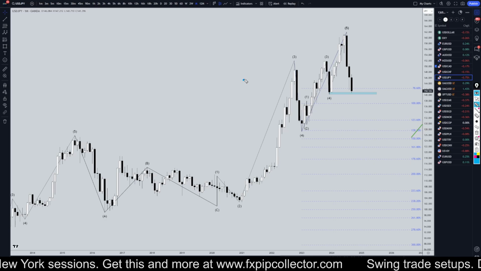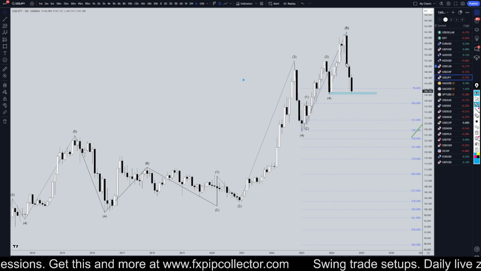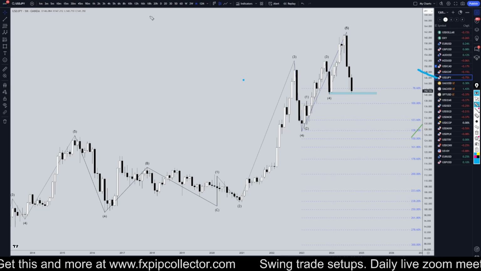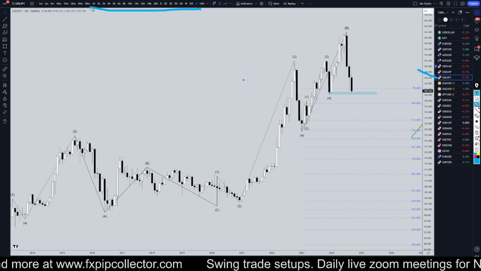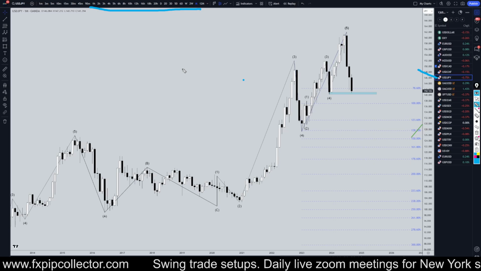Today is Wednesday, September 11th, and I'm going to be analyzing the US dollar yen starting on the monthly, working my way all the way down to the 1 hour time frame for the full top down analysis.